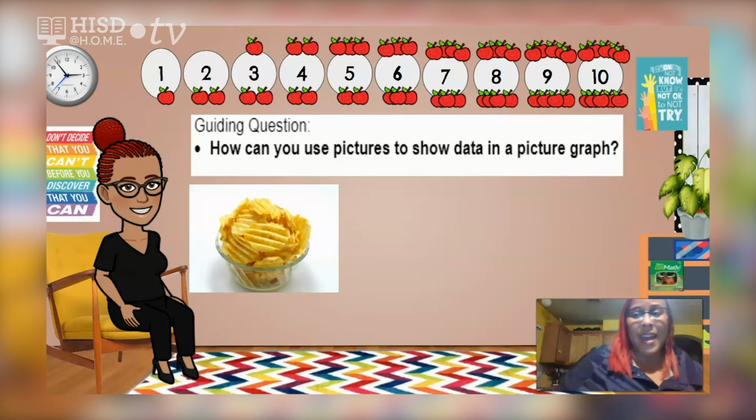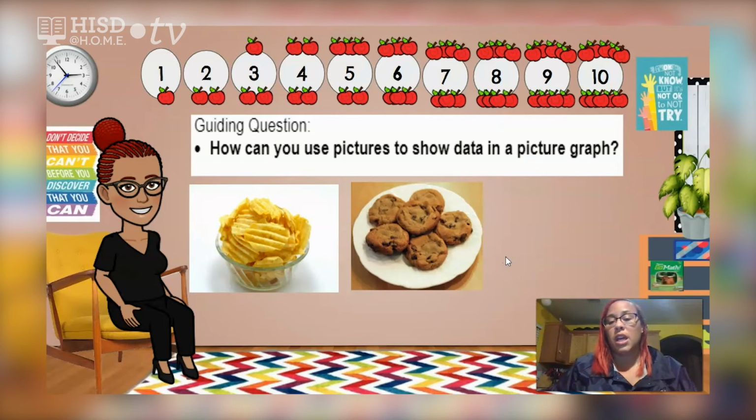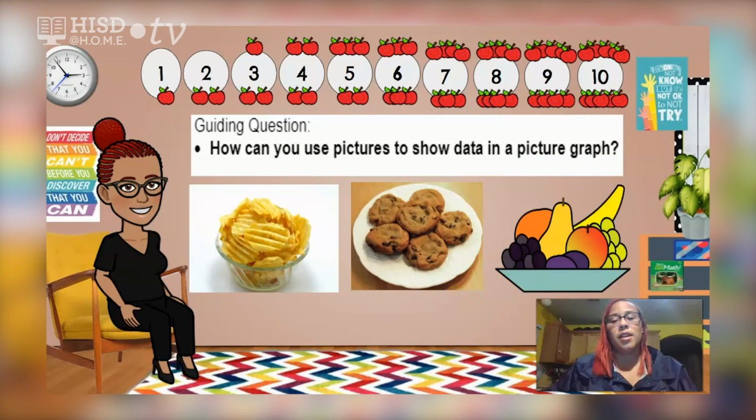Today, boys and girls, I asked the students in my class what was their favorite snack. And one thing they told me was potato chips. Many students said potato chips was their favorite snack. Can you guess what the other snacks were? Guys are making me hungry. Many people said potato chips. Some people said their favorite snack was cookies, while other people said their favorite snack was fruit.